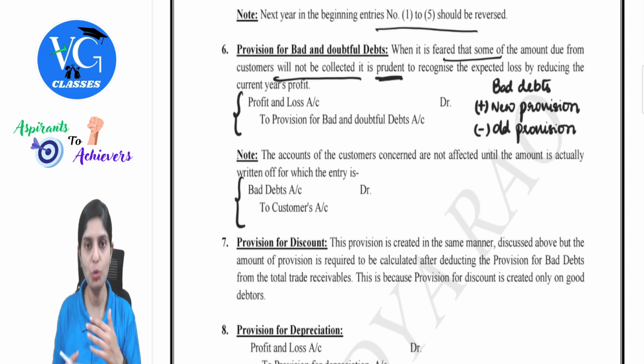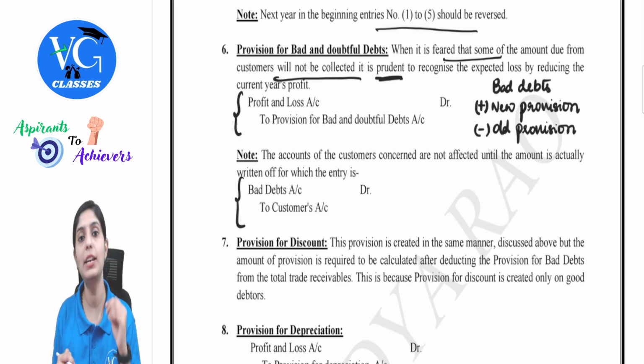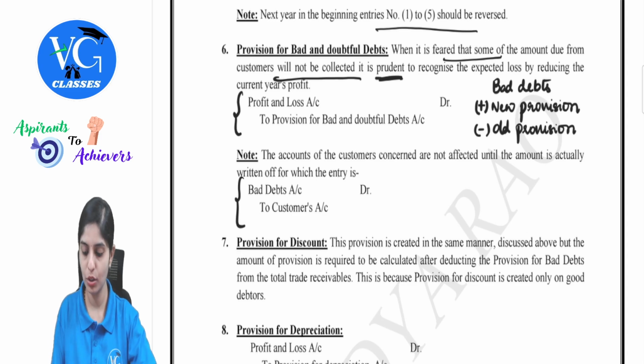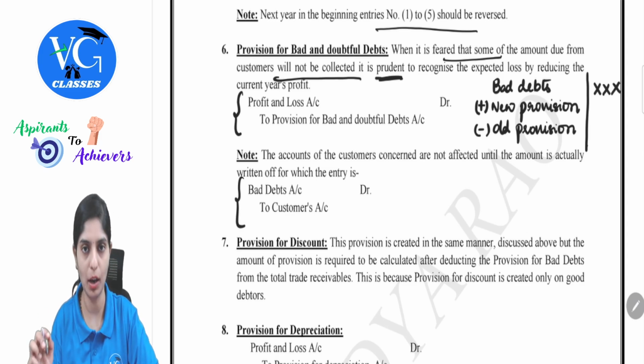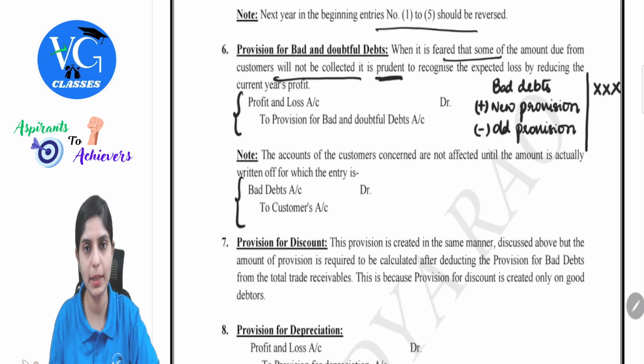New provision, now they are asking us to create, so therefore I will add. Is this clear? So this calculation will appear in the amount column in my profit and loss account. In the balance sheet, what will be the impact?